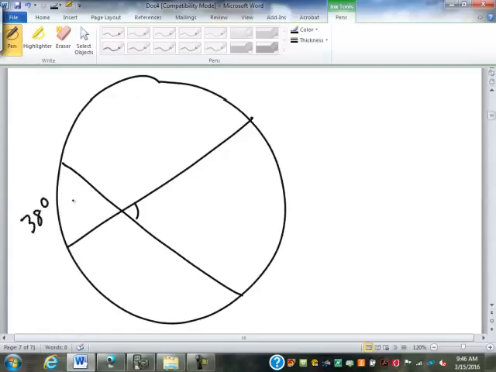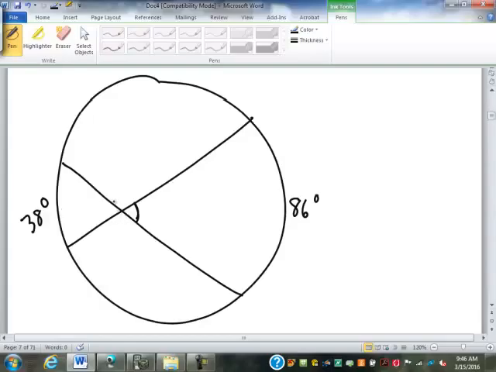So let's say we have an arc here that's 38 degrees and an arc over here that is 86 degrees. How do I find the measure of that angle? Well, if the angle were at the center of the circle, a central angle, the angle would be equal to the arc, wouldn't it? If the angle were on the circle, an inscribed angle, it would be half the arc.